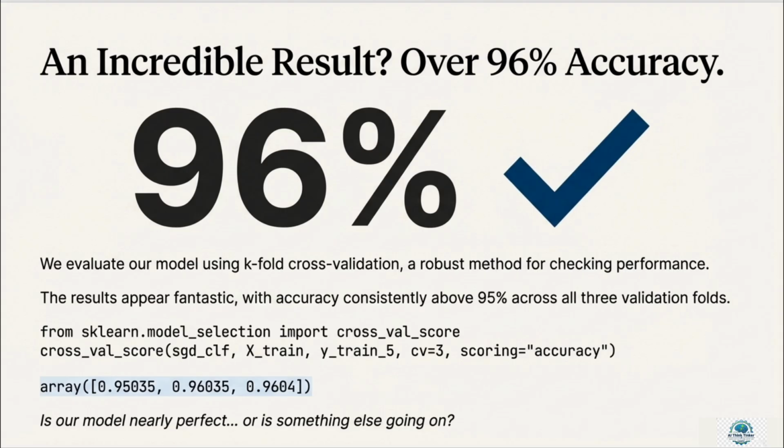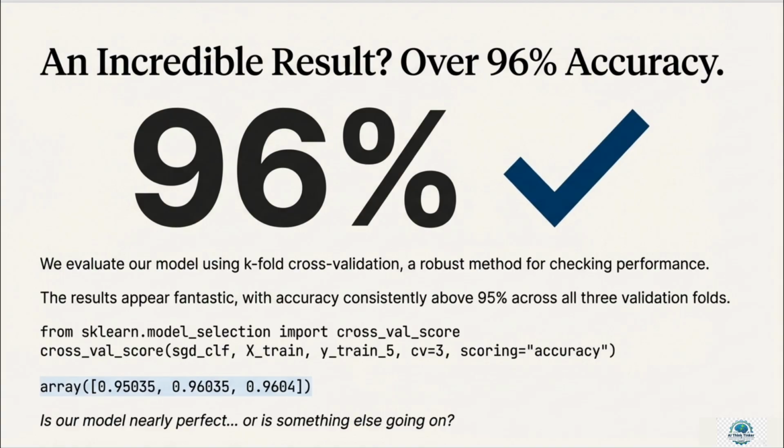We train the model and then we evaluate using k-fold cross-validation. If you recall, this technique splits our training data into 3 folds: training on 2 and testing on the third, rotating through to ensure robustness. The results come back and they look absolutely spectacular. Look at those numbers: 95%, 96%, 96% accuracy across the 3 folds.